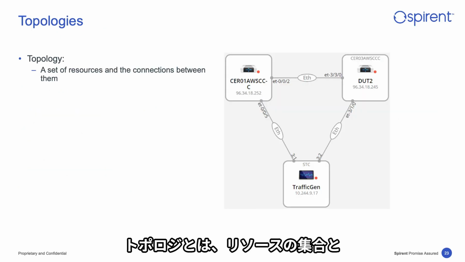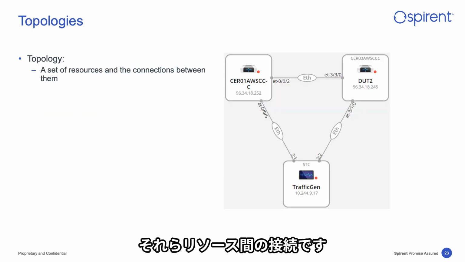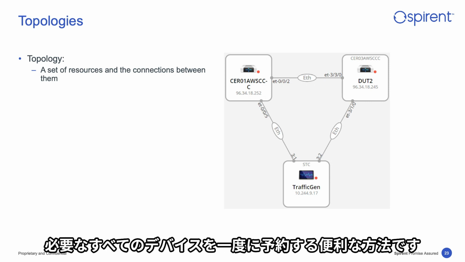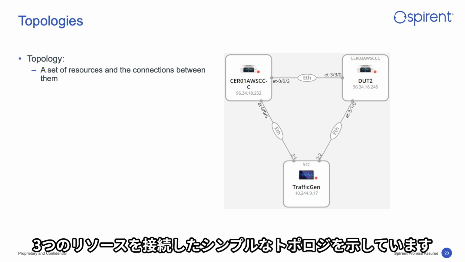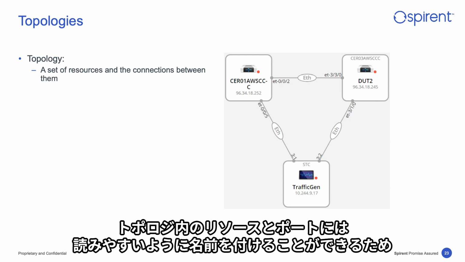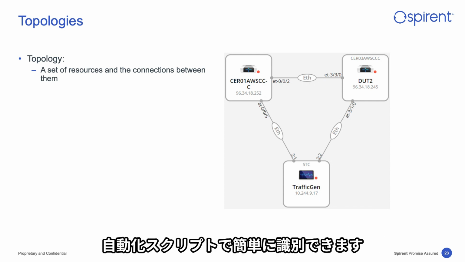A topology is defined as a collection of resources and the connections between them. It is a convenient way to define a test bed and reserve all the devices you need at once. Here we see a simple topology of 3 resources with the ports and connections relevant to a particular use case defined. Resources and ports in a topology can be named for readability, and so automation scripts can identify them easily.